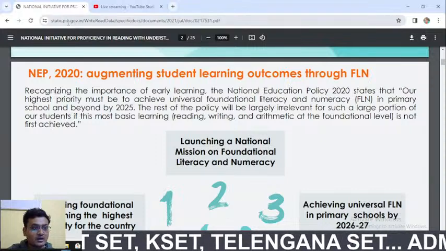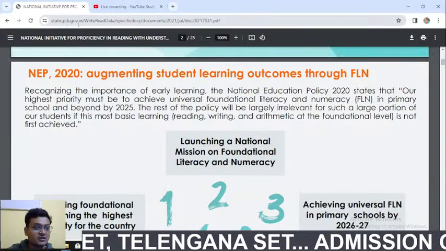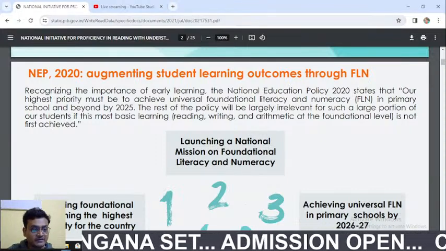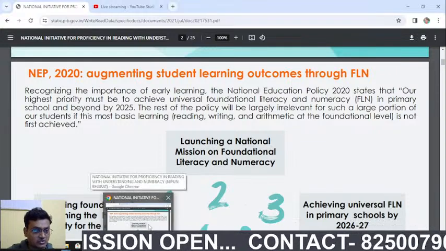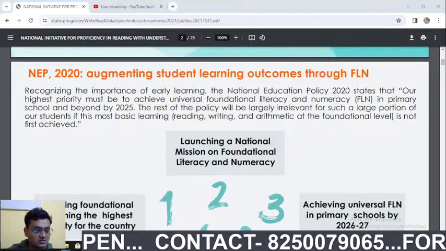This is, here you see, static.pib.gov.in. Here is this PDF. That's why I thought to show this PDF here. Okay.